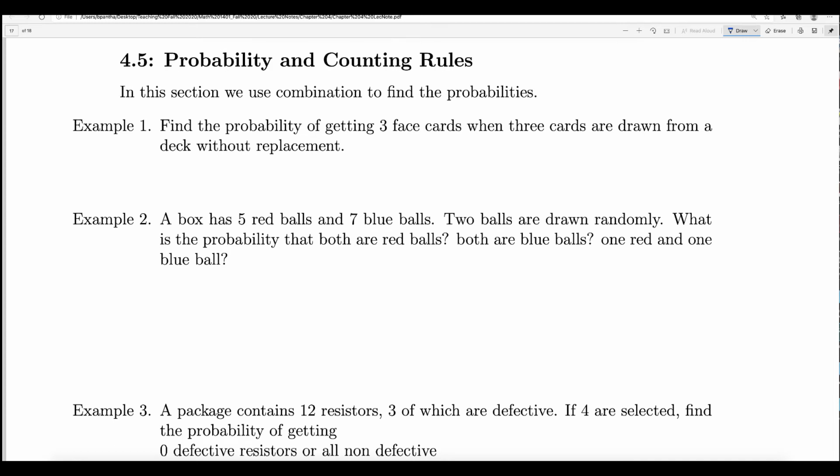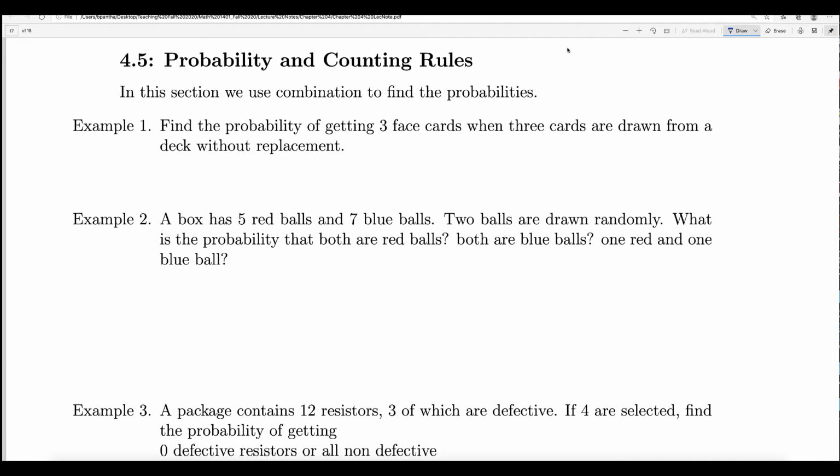Welcome to this video. In this video, we are going to find out the probabilities. In the previous videos, we were talking about the number of ways you can select R objects out of N objects, or the number of ways you can arrange R objects out of N objects, and so on. But here we will find the probability.